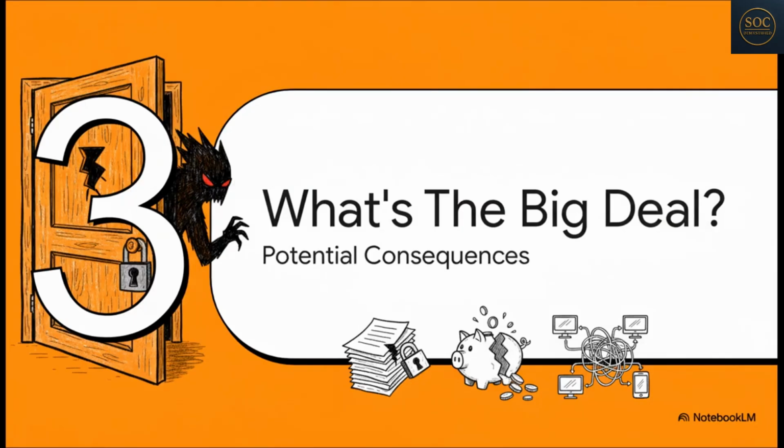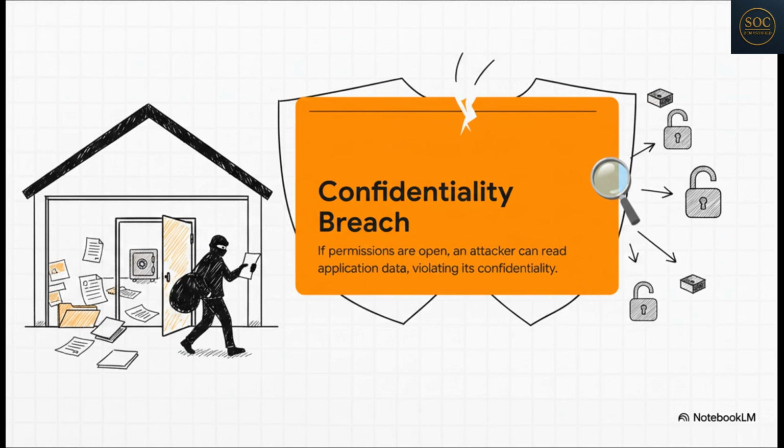Okay, so you might be thinking, all right, some files are left open. What's the real damage? What's the big deal? Well, the truth is, leaving this digital door unlocked can have some really, really bad consequences. Let's break down what can actually go wrong. First up, you've got your confidentiality breach. If the permissions are wide open, an attacker can just read the application's data. It's literally like a burglar walking into your unlocked house and just casually flipping through your mail, your bank statements, all your private documents. All of a sudden, nothing is a secret anymore.